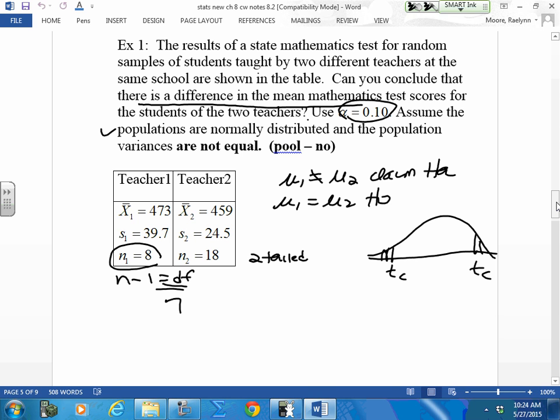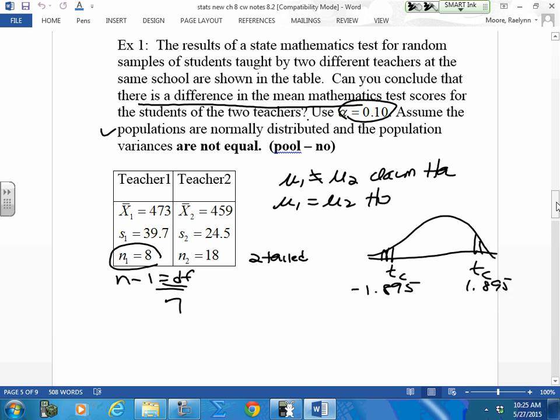Find me your cutoff, table 5. It's like 818, somewhere around there. 2-tailed test, degrees of freedom 7. Yep, it is 818. The level of significance is 0.10. 1.895. The left one is the negative one. Now, the rest is easy.